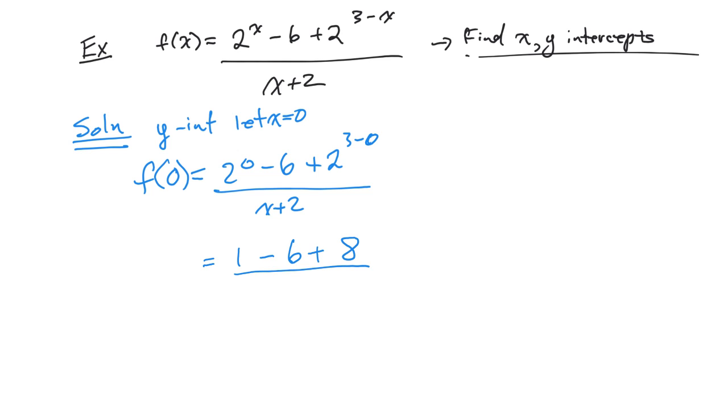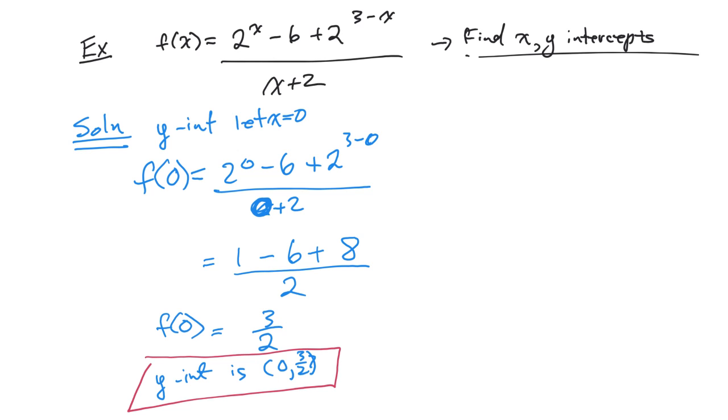Now remember the base of that problem. We had to replace everything with a 0. So this x on the bottom of our problem really should be 0 plus 2. So 0 plus 2 is 2. So now let's simplify the top half of our problem. We have 1 minus 6 plus 8. So negative 5 plus 8 is going to be 3 over 2. So that is f at 0. So the y-intercept is 0, 3/2. And we'll just put a box around this to identify it.